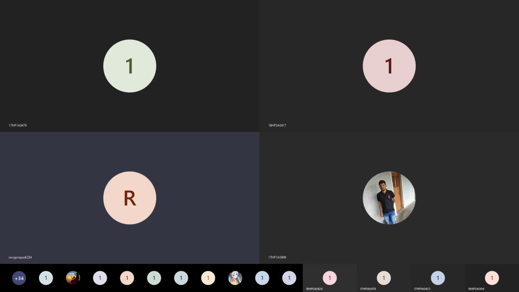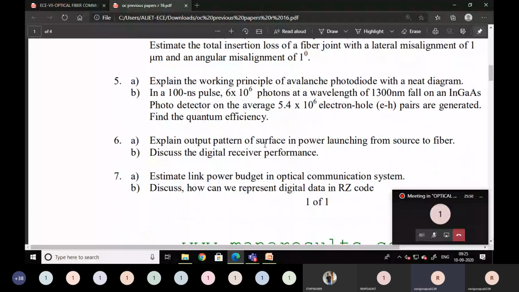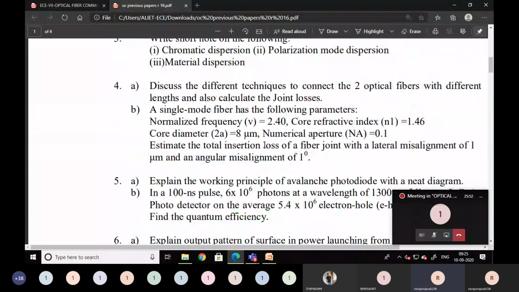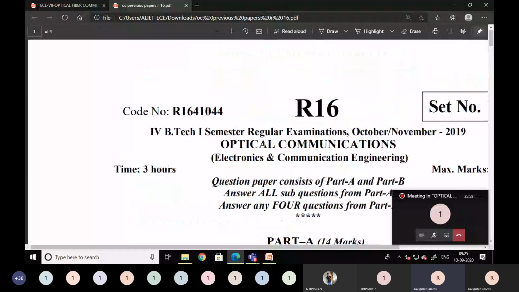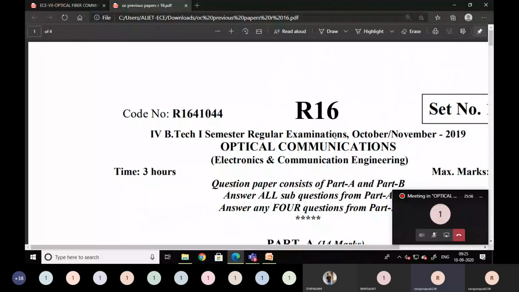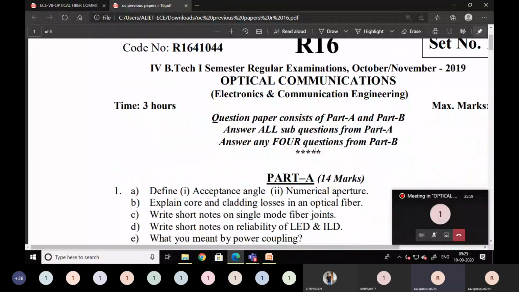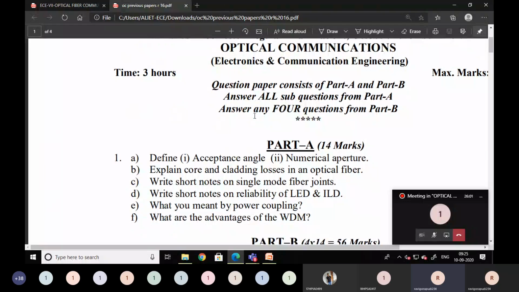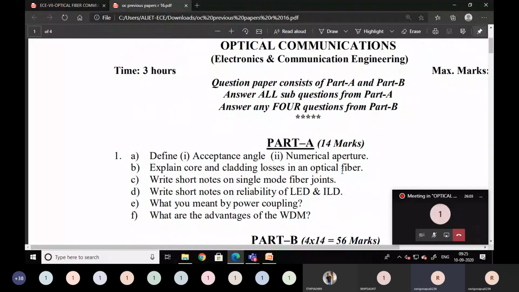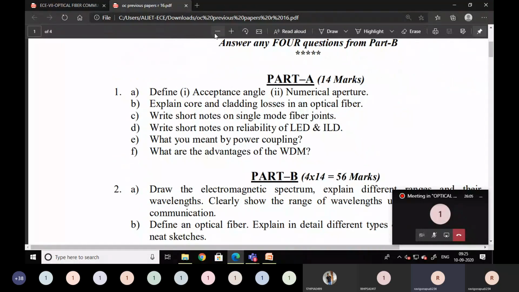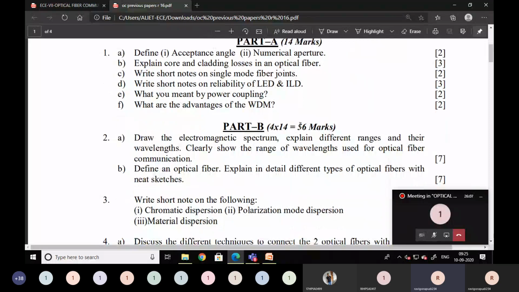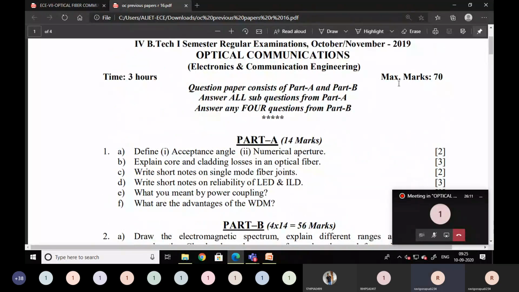Okay, so maybe in the first chapter we will discuss some previous questions. After that, we'll go to the next chapter. Go to the first set. Already, you know the exam pattern of an external exam. That is, we have part A and part B. In part A, maybe 14 marks, and in part B we have 56 marks. Total 70 marks. External 70, internal 30 marks.